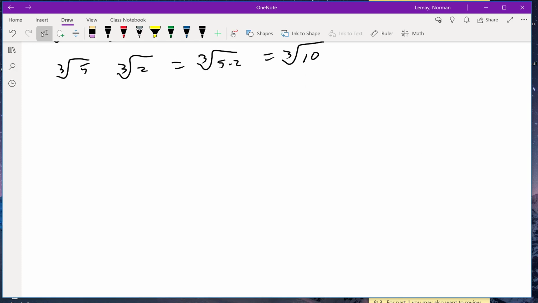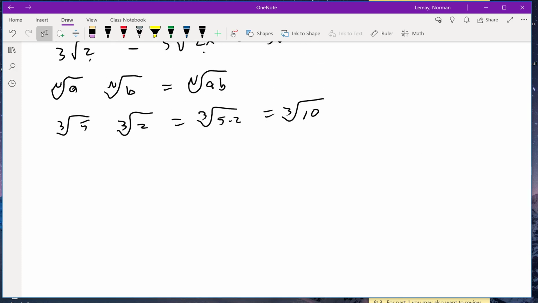We already talked about this in a previous video, so the rule says here that we have to have the same index to perform the product. So again, if you have the fourth root of 5 and you want to multiply the square root of 7, note we cannot do this product because the index to the radicals are different. Okay, so we cannot perform that.